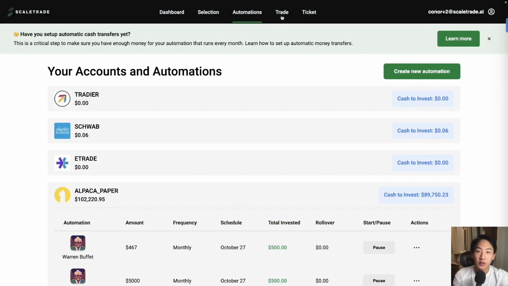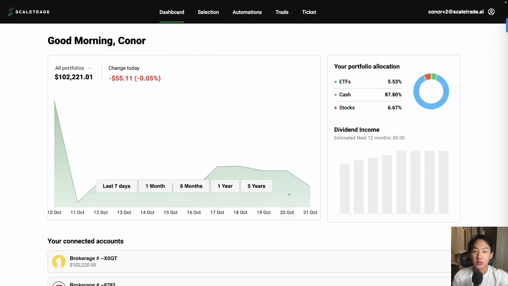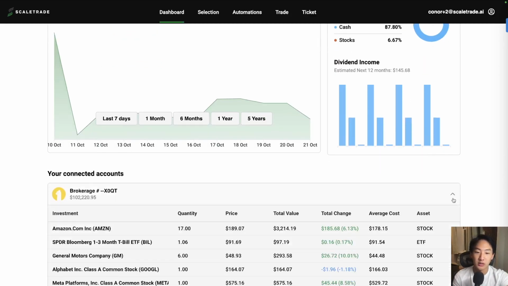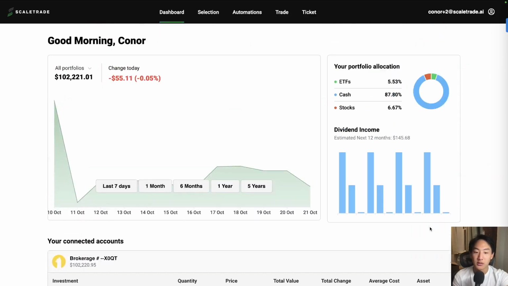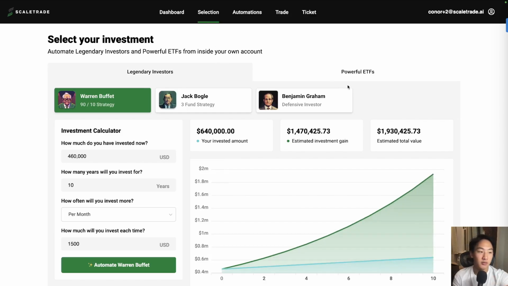And from here, the other things Scale Trade can do are actually place trades. If you're someone who's maybe not a beginner, but you want a single place to manage all of your accounts, you can place trades across any of your connected accounts with Scale Trade. You can also see the performance across all of your accounts from one dashboard and see all of the positions that you hold. For example, you can see that here, and the dividend income for the next 12 months, your portfolio allocation between cash, ETFs, stocks, and more. And this is really what Scale Trade does. It's to help people get started with investing.